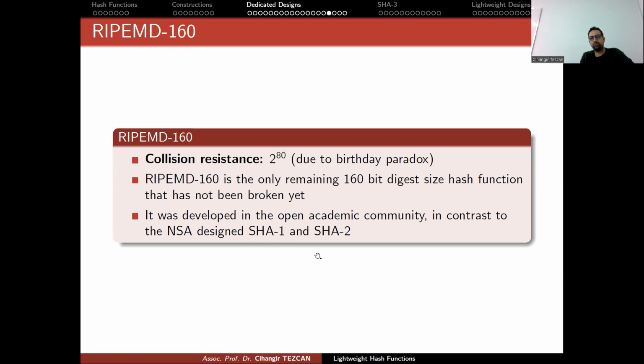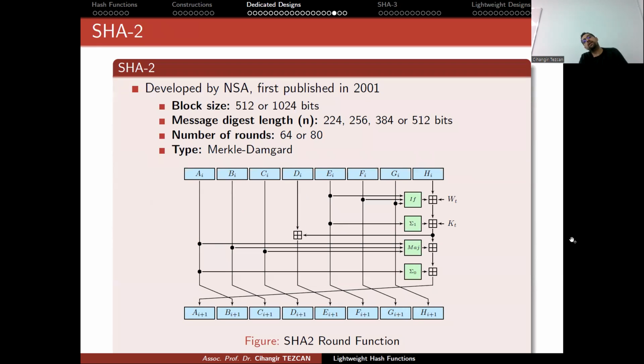So if you want short hash output, this is the thing that you want to use. Finally, we move on to SHA2, developed by NSA, first published in 2001. So it has different block size depending on the message digest length. Number of rounds also, again, depends on which sizes you are using. It is, again, Merkle-Damgard construction.